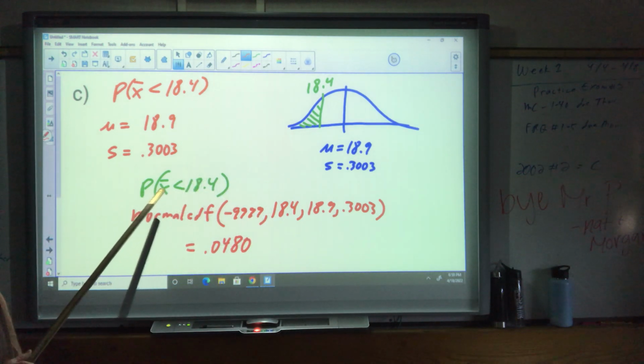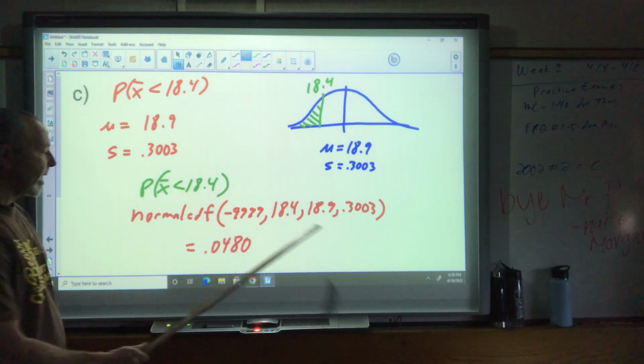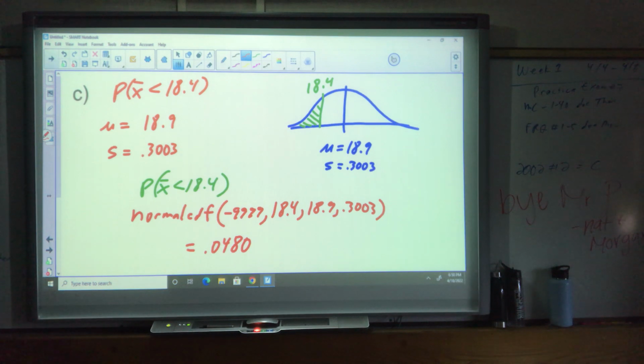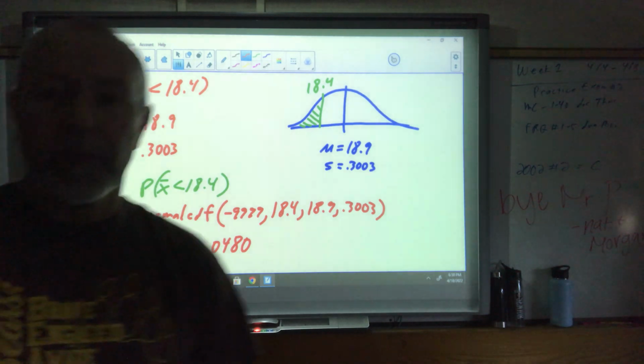The probability that our sample X bar is less than 18.4. I just do normal CDF. Okay, and that is 0.0480. They asked me the likelihood of it. The likelihood is 0.0480 that they will beat their previous team record. All right, and that is it for 1 through 3. Thank you, guys.